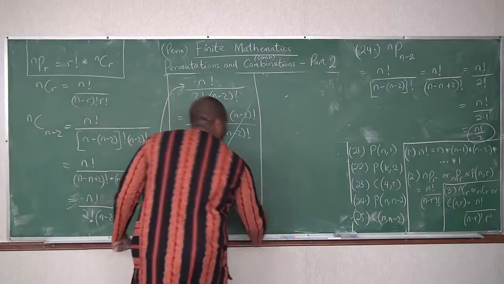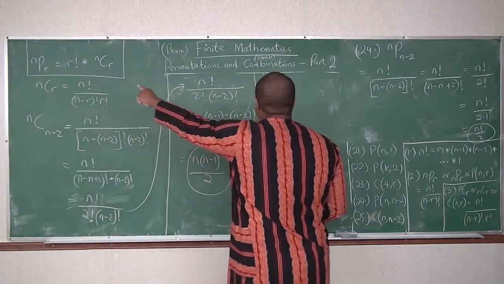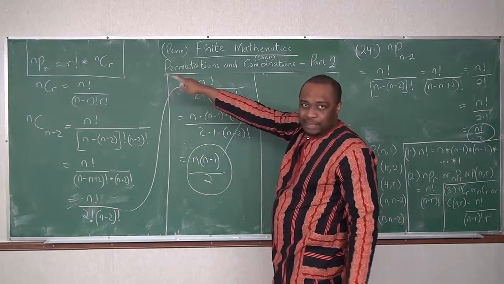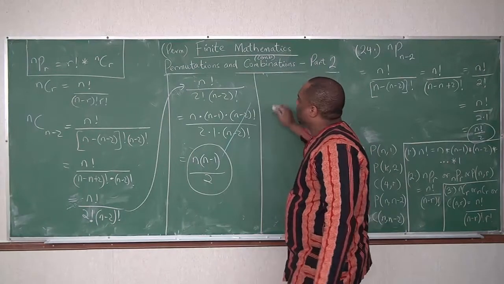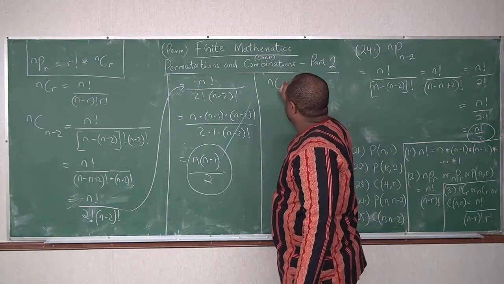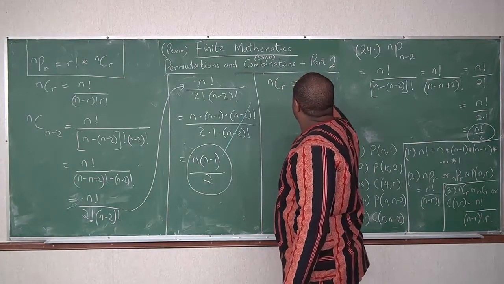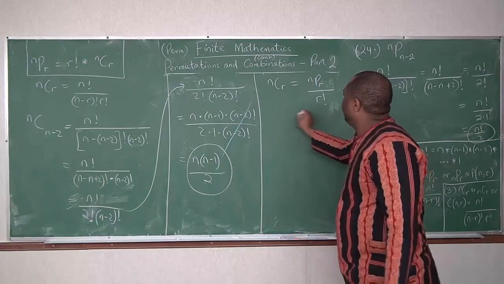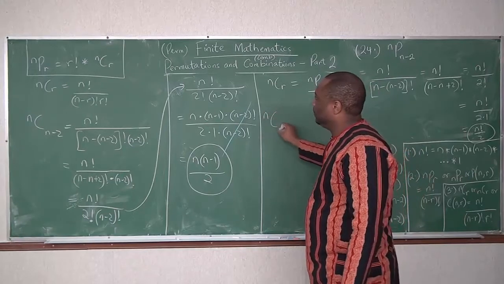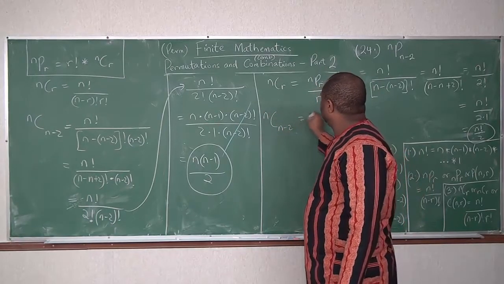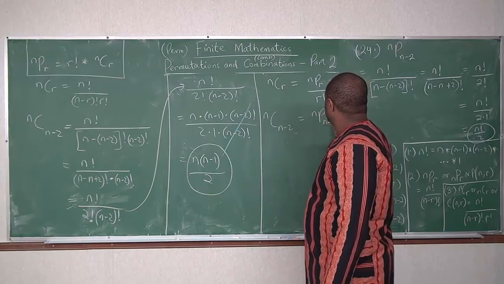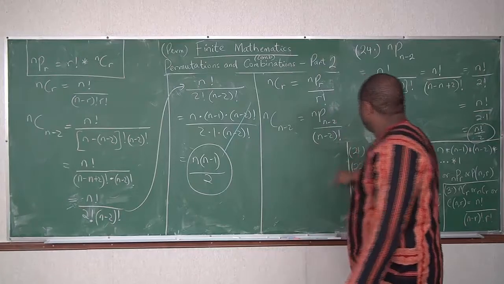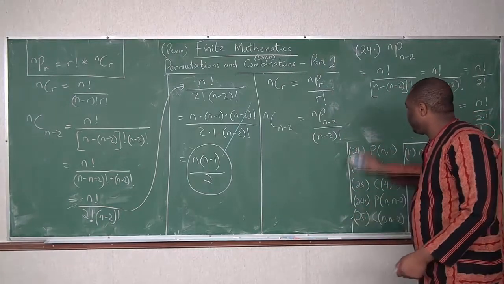Now let's see whether we can do this another way. From this formula we established also in part 1, we see that nCr is equal to nPr over r factorial. So if we have nCn minus 2, it is nPn minus 2 over (n minus 2) factorial. Are you with me?